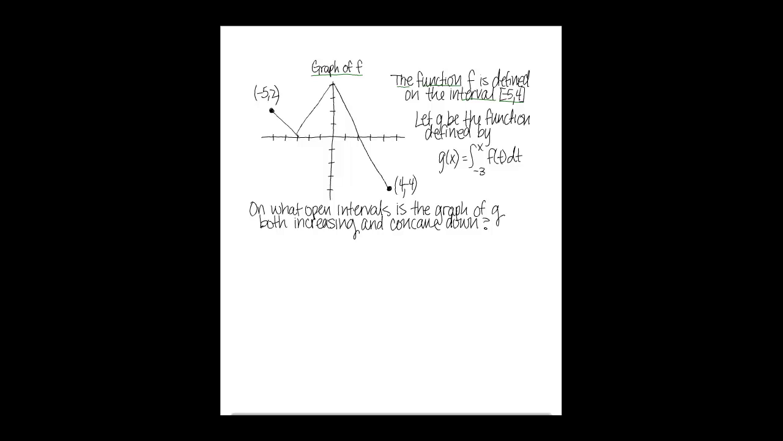All right, and then we're defining this function g, so we're going to let g be the function defined by this integral. So g of x is the integral from -3 to x of f of t dt. So all of that's given to us. The question we're asked here is, on what intervals is the graph of g both increasing and concave down?